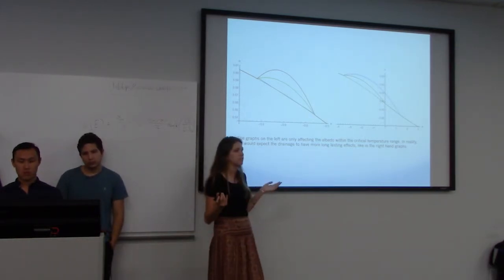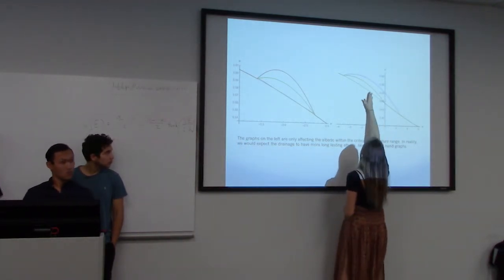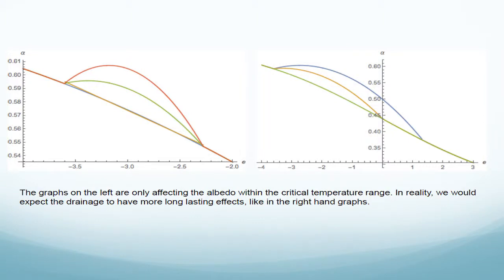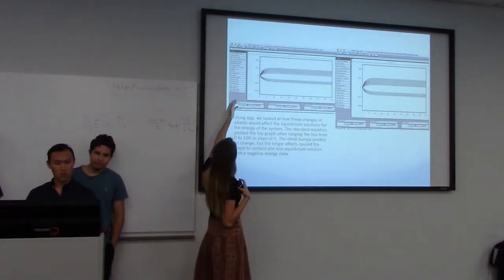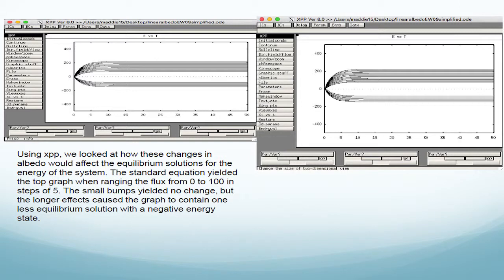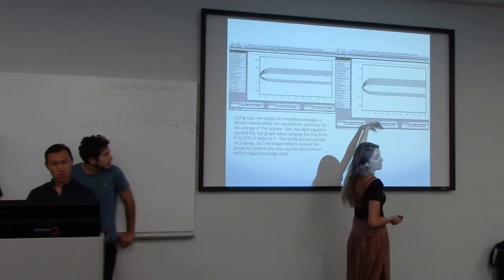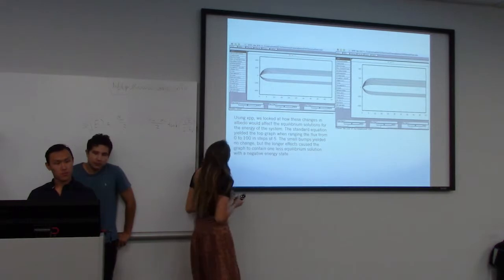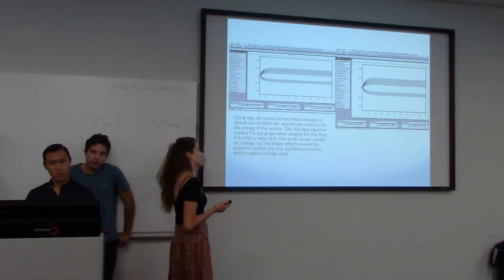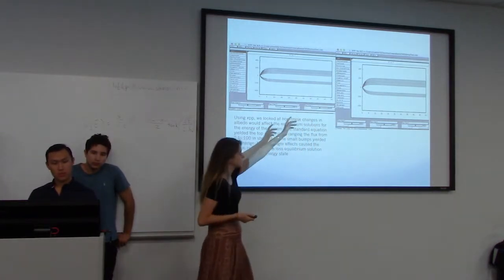In reality, we would expect it to affect the albedo over a longer period of time, because as it increases here, it changes how it reacts in here. So those were the 2 longer lasting models, and we would expect it to behave more like that. So we ran XPP for all of these, and we didn't see that much change. All of these smaller bumps had this exact same graph, but the longer lasting effects, it's very hard to see. They have one less equilibrium state down here. And this is over a range of different fluxes for the surface temperature. So basically, the larger bumps would just have one more equilibrium state that is up above freezing.